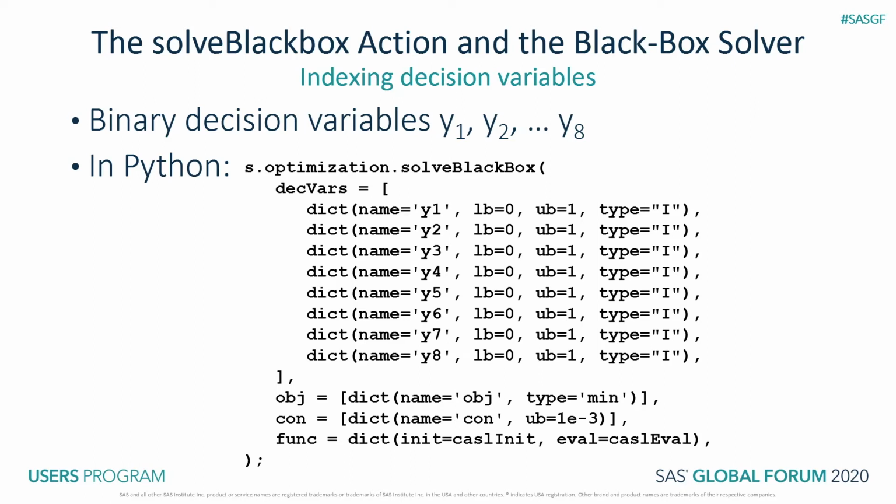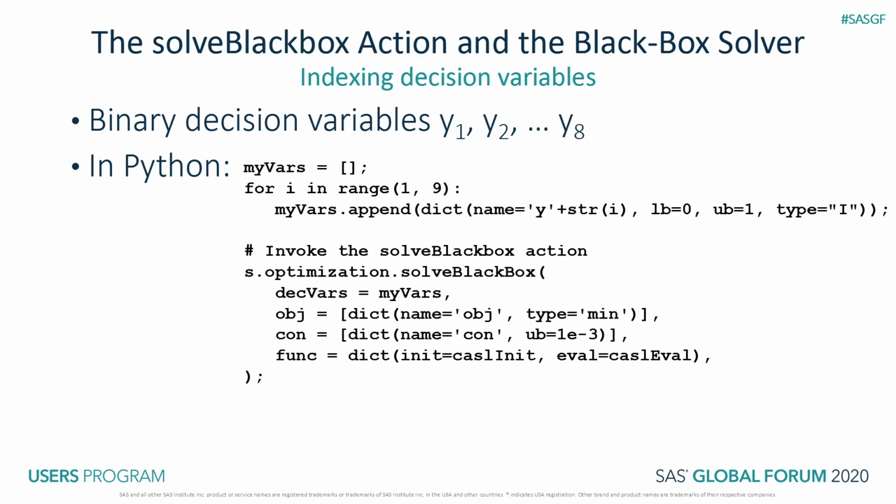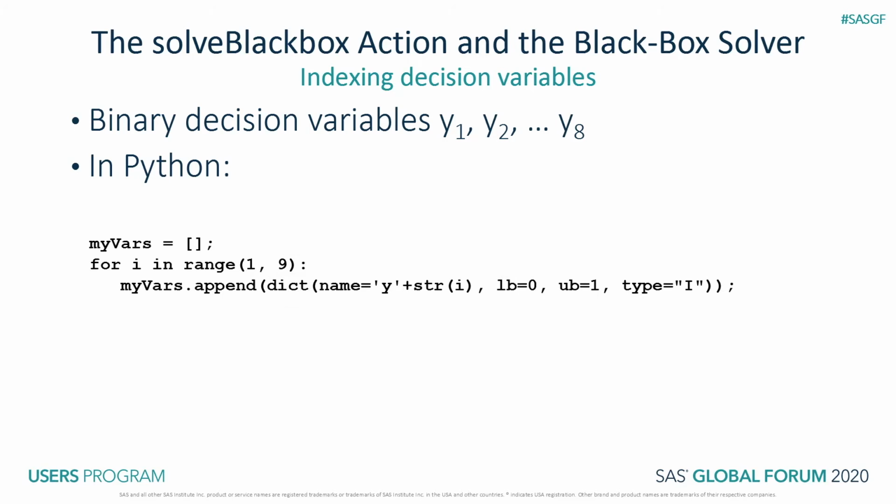But if you're already comfortable working in Python, and this is probably why you'd be using the action in the first place, then you could use a simple loop to declare the set of decision variables before invoking solveBlackbox, like this. And you'd have a much more compact and more easily maintainable code. In fact, the Python code that declares the decision variables is just about as compact and direct as the corresponding op-model code. And if you're wondering, in Python, range(1, 9) halts when i equals 9, so it creates 8 decision variables in all.